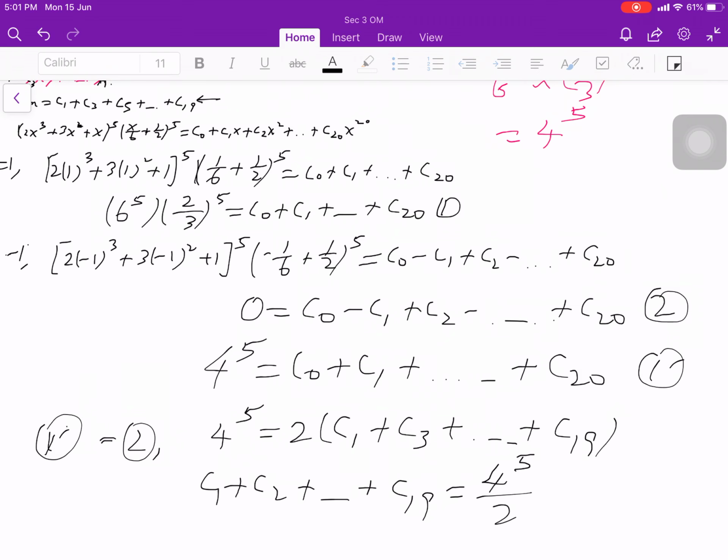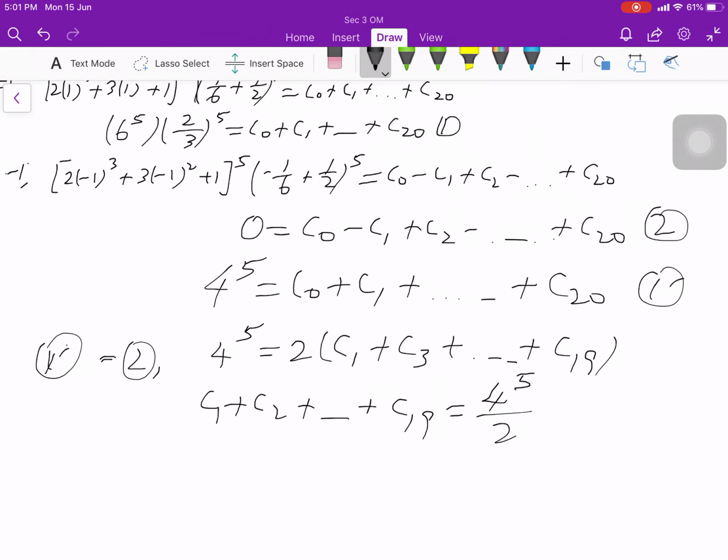And what is 4 to the power of 5? In this case, this is 2 to the power of 10 divided by 2. And 2 to the power of 10 is 1024, divided by 2, and the answer is 512. Therefore, the sum of the coefficients of x cubed all the way to x19, which is C1 plus C3, C5, C7 all the way to C19, is just equal to 512.